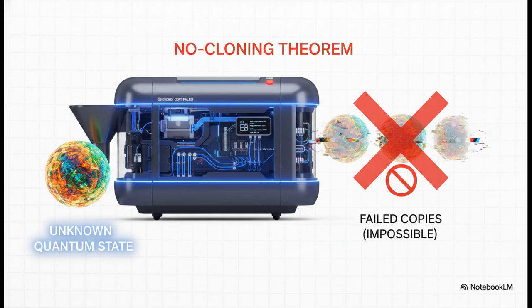But here's the kicker. For a long time, everybody thought this was impossible. See, in classical computers, you often just make copies of your data as a backup. But there's this fundamental law in quantum mechanics called the no-cloning theorem that says you simply can't make a perfect copy of an unknown quantum state. It looked like a total dead end.